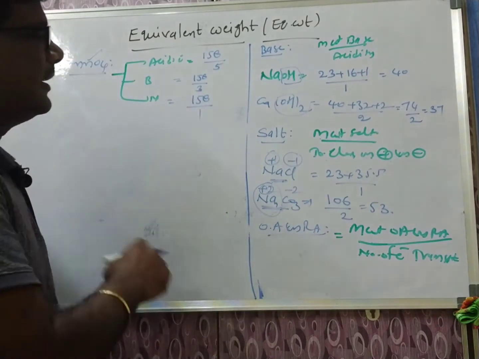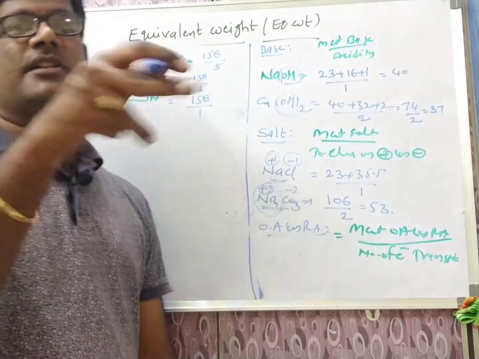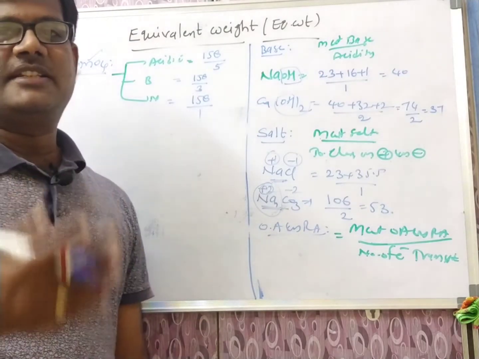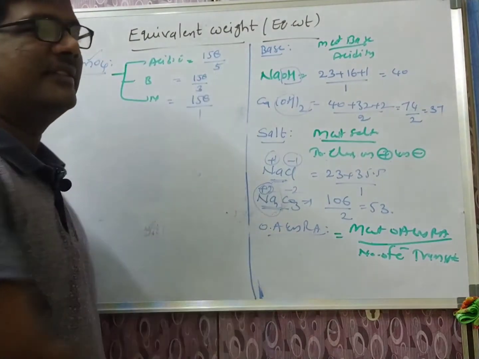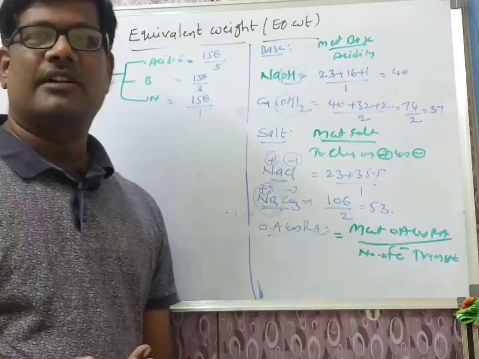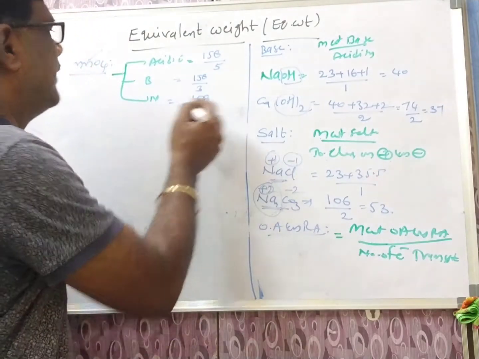Ultimately, look here. KMnO4 acts as a good oxidizing agent. Equivalent weight is different based on the acidic, basic and neutral nature. In acidic media, the number of electrons transferred is 5. In basic media, it is 3. In neutral media, it is 1.